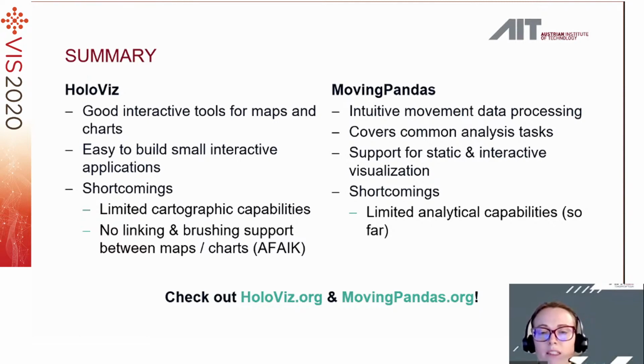On the Moving Pandas side, the target is to have intuitive movement data processing. It covers common analytics tasks like stop detection and generalization. You get support for static and interactive visualizations. So far, the analytical capabilities are quite limited, and it's certainly not suitable for big data like the previous example.